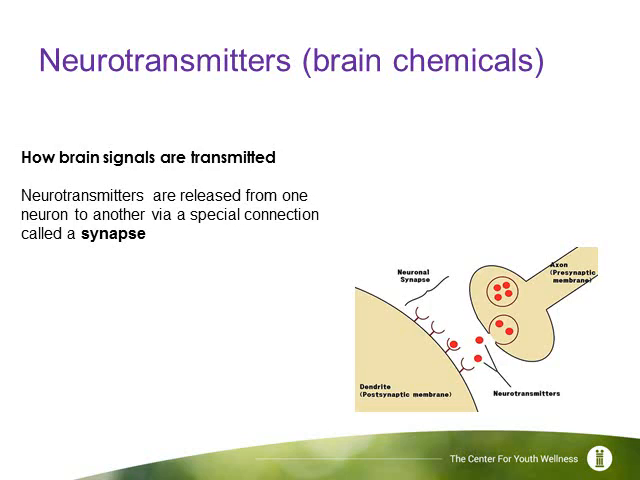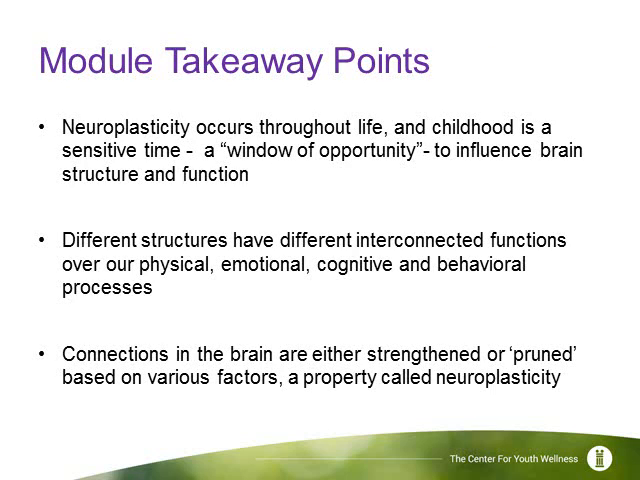That concludes our module on neurobiology and brain architecture. We've discussed the basic building blocks of the brain function, namely neurons, neurotransmitters, and synapses. Neuroplasticity occurs throughout life, and childhood is a sensitive time, a window of opportunity to influence brain structure and function. Different structures have different interconnected functions over our physical, emotional, cognitive, and behavioral processes. And we also learned how connections in the brain are either strengthened or pruned based on various factors, a property called neuroplasticity.